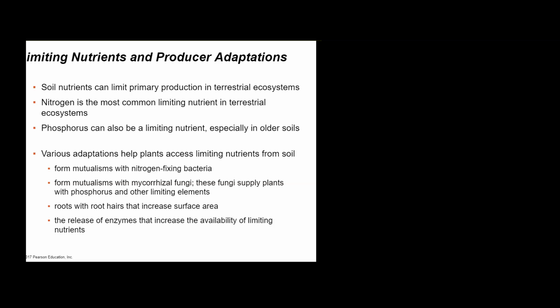They also form mutualisms with different types of fungi. These types of fungi can supply plants with phosphorus and other limiting nutrients. Plants also have root hairs, so many plants can increase the surface area that they're able to absorb these limiting nutrients through by having many root hairs coming off of their roots. And then the final adaptation that we see here is the release of enzymes that allow the availability of limiting nutrients to increase in a certain area around the plant.